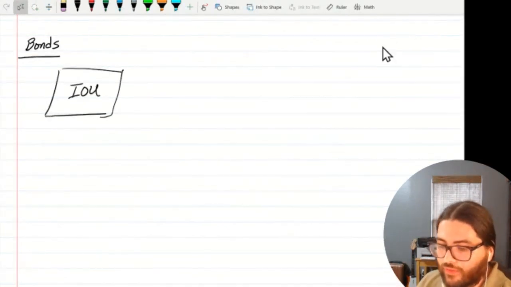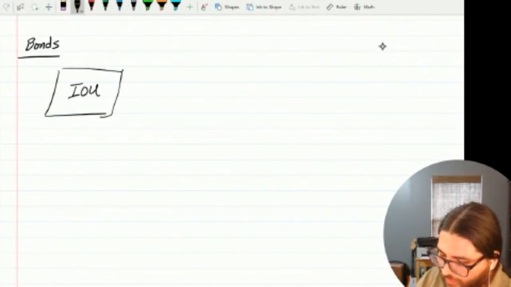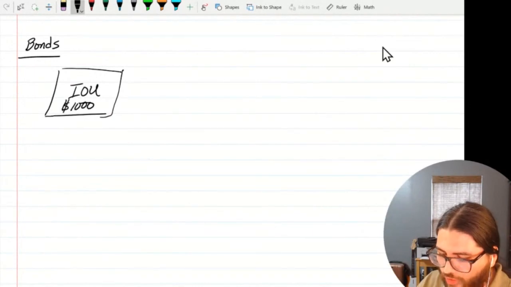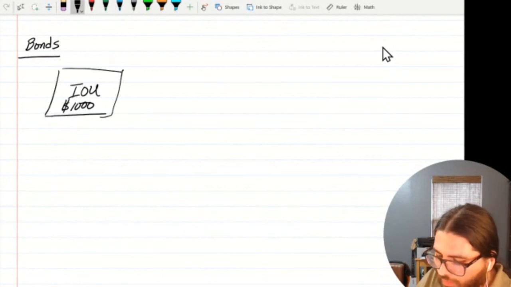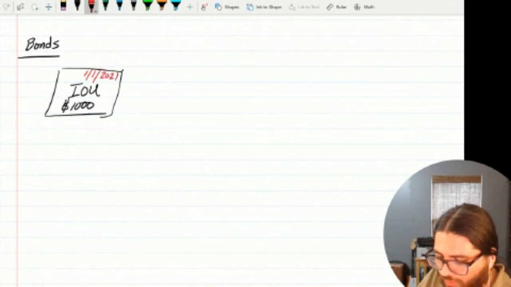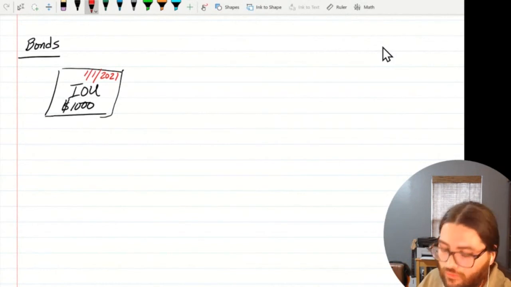Right? And what would happen is that companies or governments would sell you a bond in order to borrow money. So the government would print this bond, and on this bond it says I owe you $1,000, but I'm not going to pay you now. I'm going to pay you on a future date. That date would be on the bond. Let's just say 2021, because that's about next year, sometime in the future.